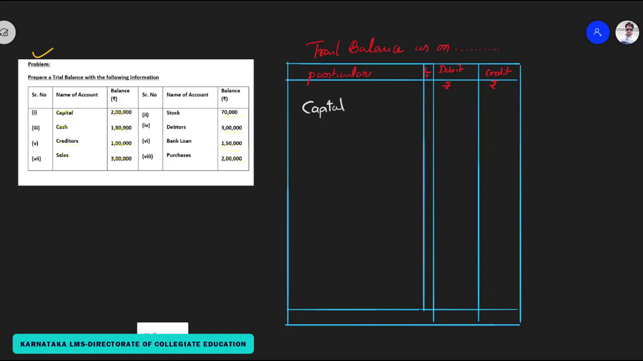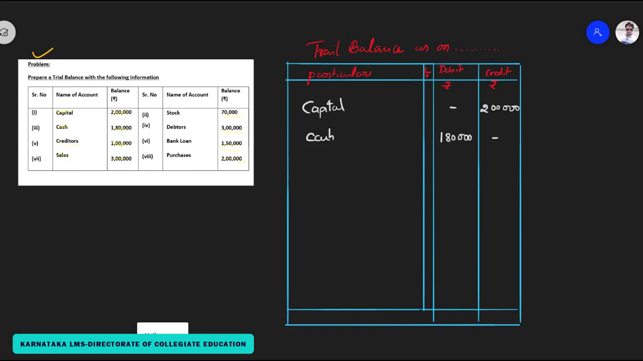See, capital will be on the credit side. So 2 lakh rupees balance, and cash, it is having the balance of rupees 1,80,000. It is an asset, so on the debit column, 1,80,000.